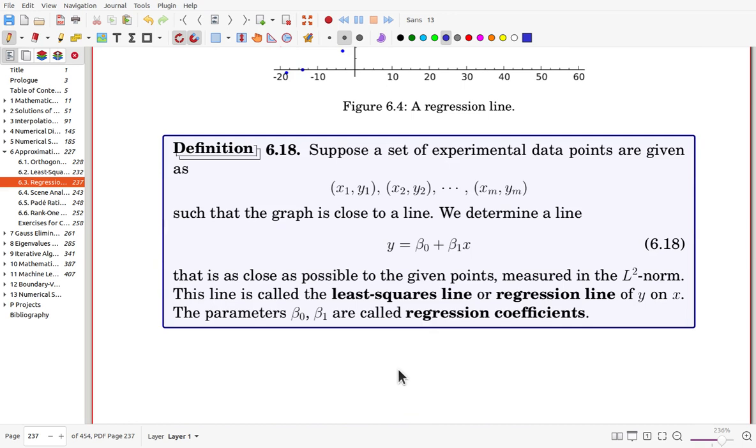Okay, here we'll define the regression line. Suppose a set of experimental data points are given as here. So there are m points, and each one has x and y, two components. Once you make a scatter plot, assume it is close to a line. Then we may try to determine a line of this form, y = beta 0 + beta 1 x, that is as close as possible to the given points measured in the two norm. Then the line is called the least squares line, or the regression line of y on x.